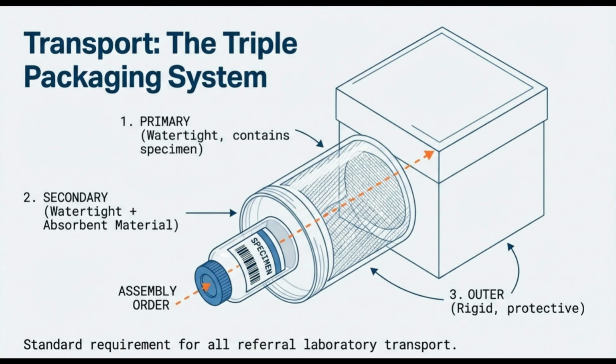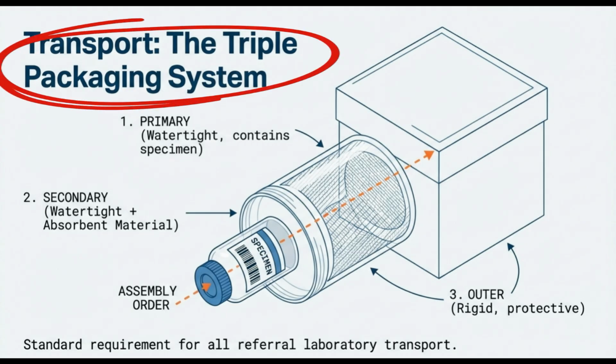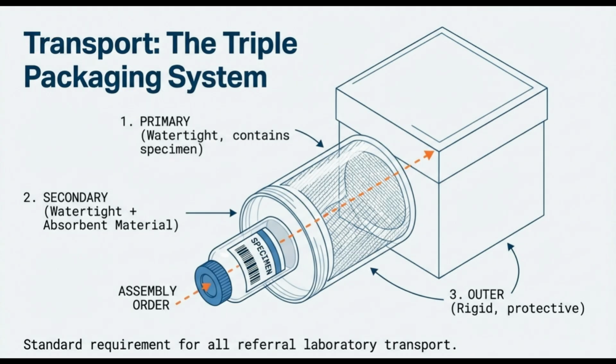Well, safety and security during transport are guaranteed by something called the triple packaging system. This diagram shows the assembly order perfectly. Let's build it from the inside out. Layer 1 is the primary container. This is the one actually holding the specimen. It has to be watertight and sealed securely.